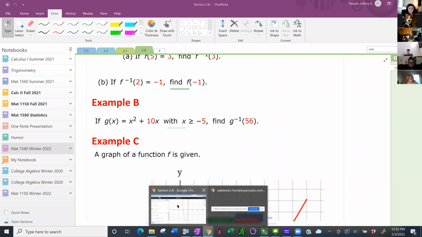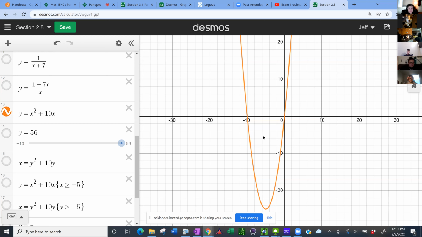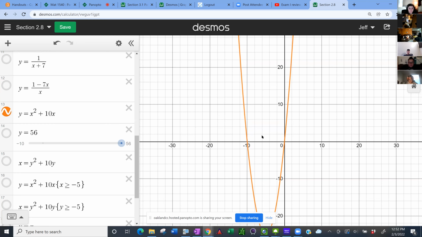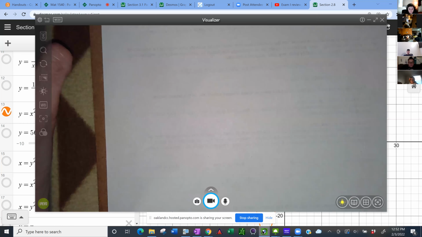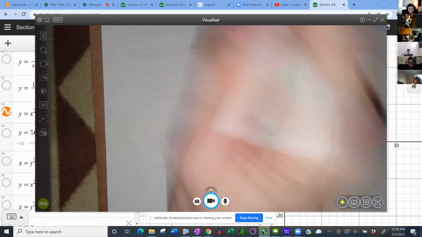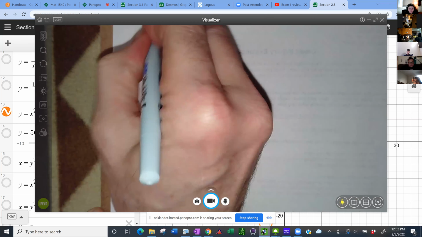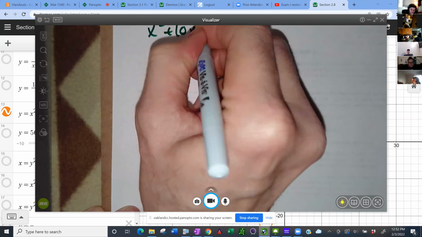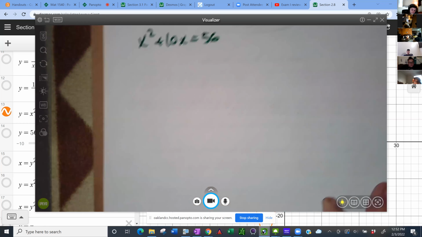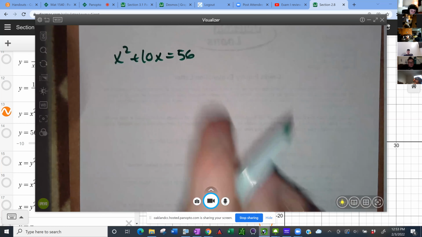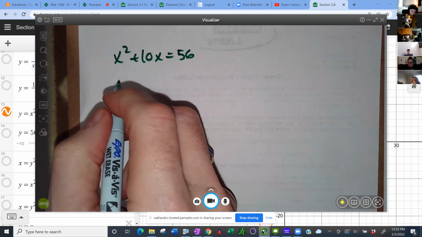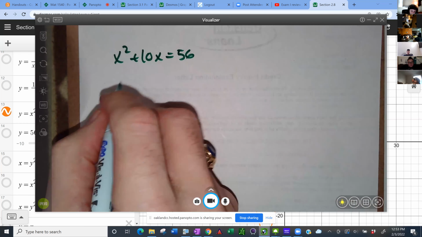Let me go back here. We're going to work with finding the value of x that gives me 56 for y. So that'd be this equation: x squared plus 10x equals 56. I'll explain why we're doing this one. But if you're asked to solve this, this is just a quadratic equation.